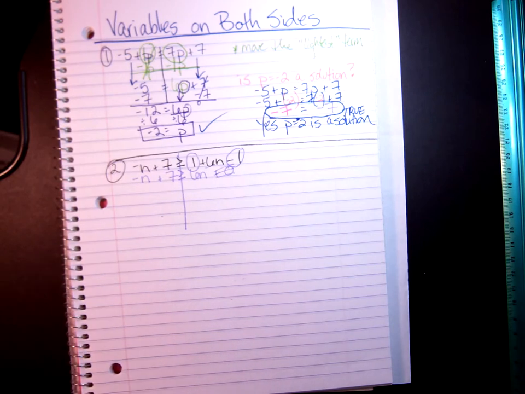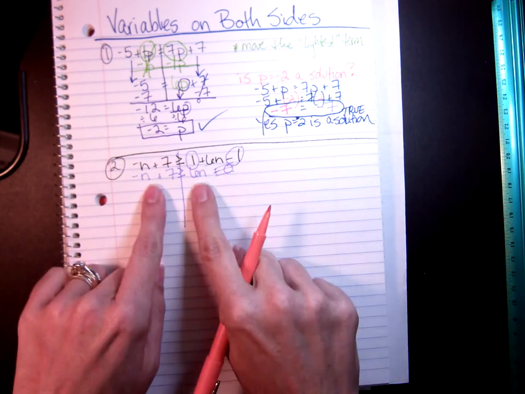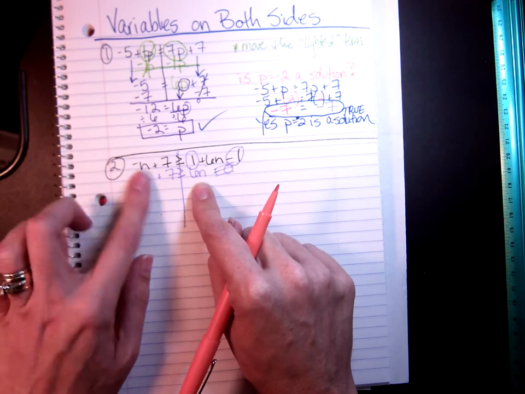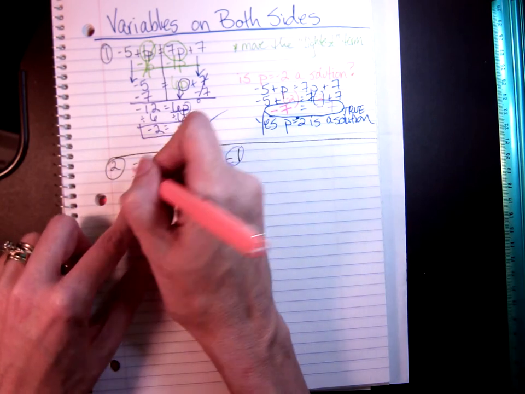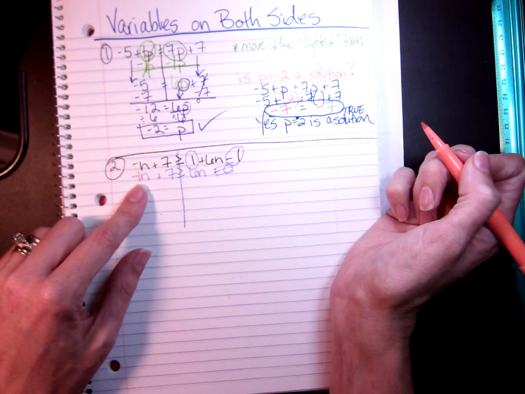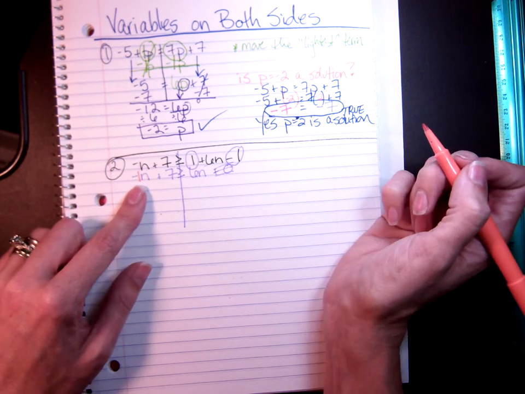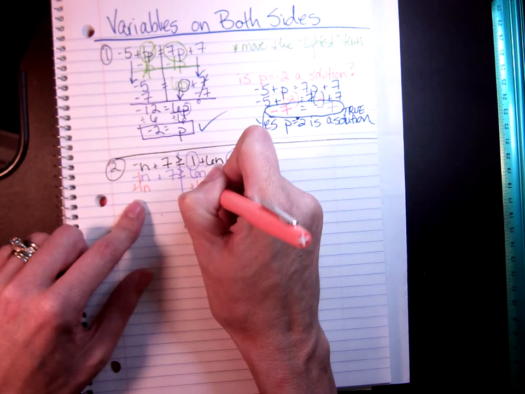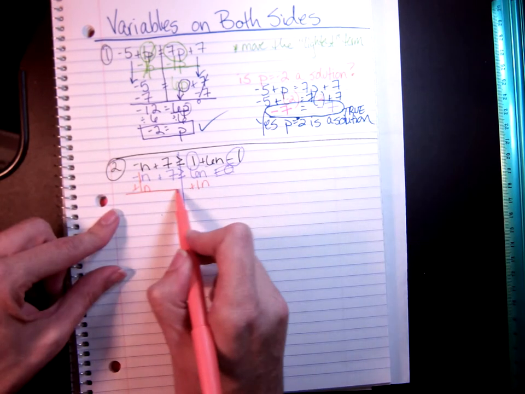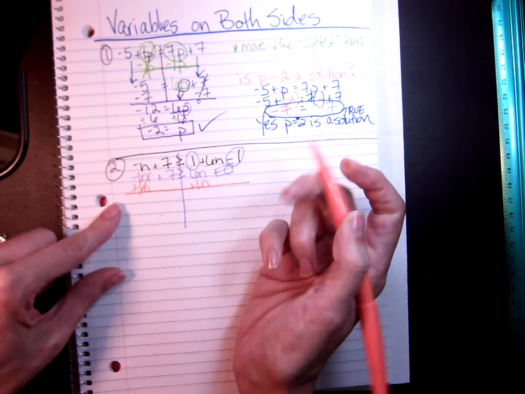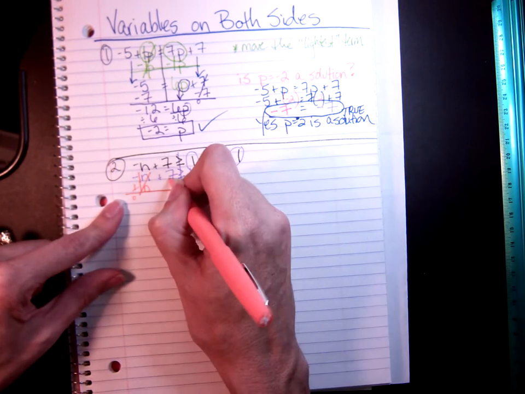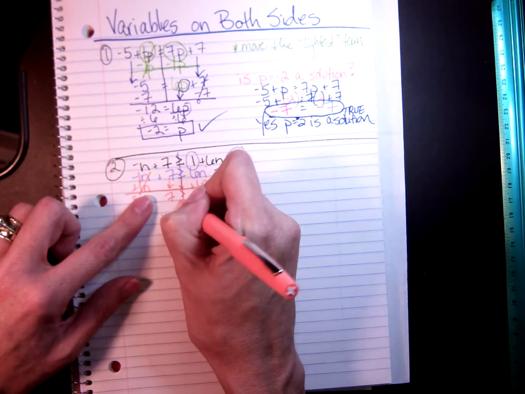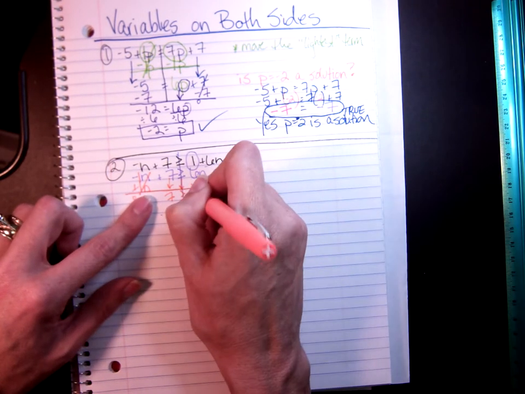Okay. Now, I've got n's on both sides. Which one would be easier to move? Well, this one weighs negative 1, right? Remember, there's that 1 right there. It's going to be the easier one to move, so we're going to move that one. Use the opposite operation. Negative 1 plus 1 is 0. 7 comes straight down. The symbol stays the same. 6 plus 1 is 7n.